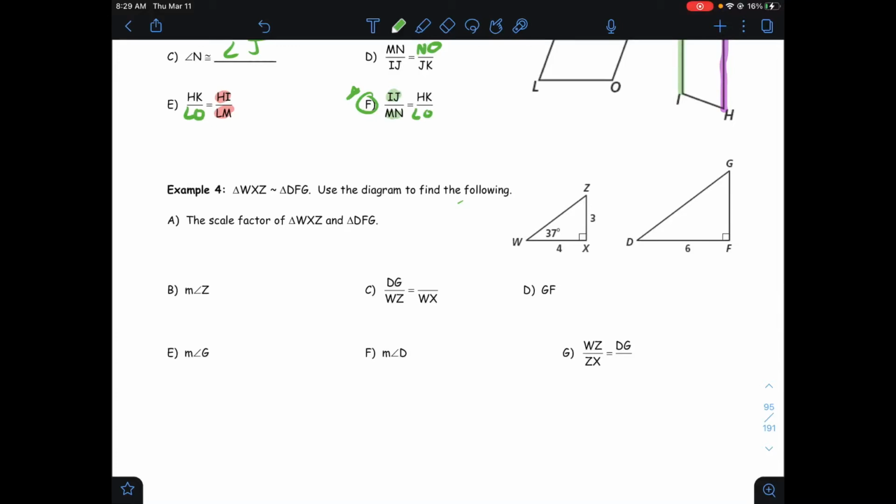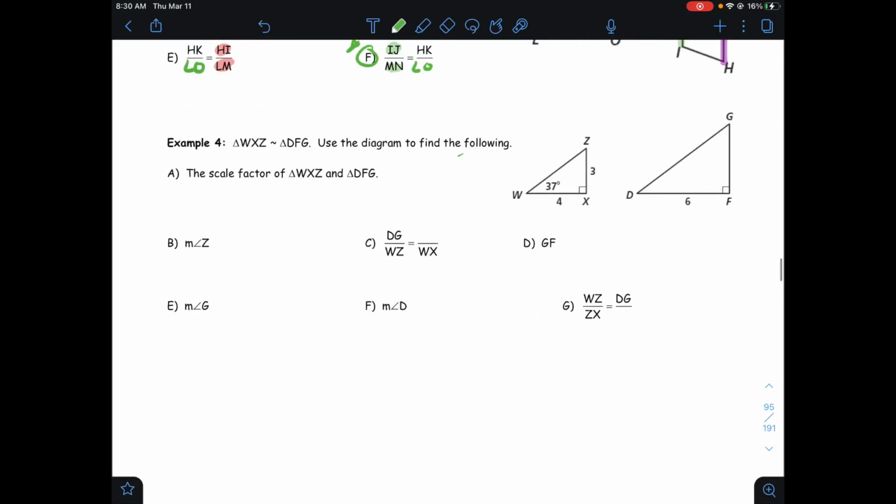So next, let's move on to example 4 here. So we've got that WXZ is congruent to DFG. It says use the diagram to find the following. They want us to find the scale factor. Okay. So when you're doing scale factor, you need to know which one's your image and which one's your pre-image. And usually it should be a little bit more distinct. It should, how about this, of this to that. So we'll say this was our start and this was our end.